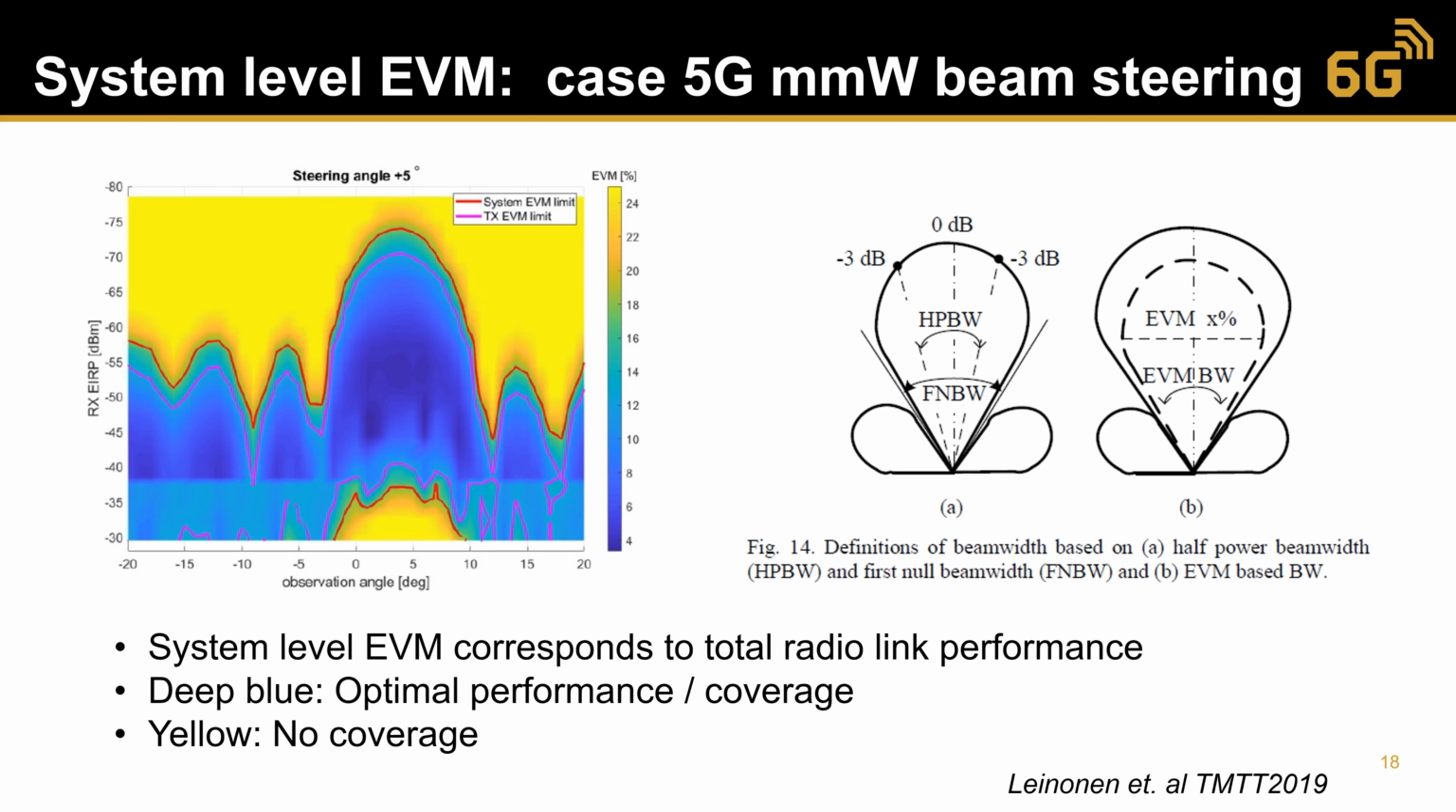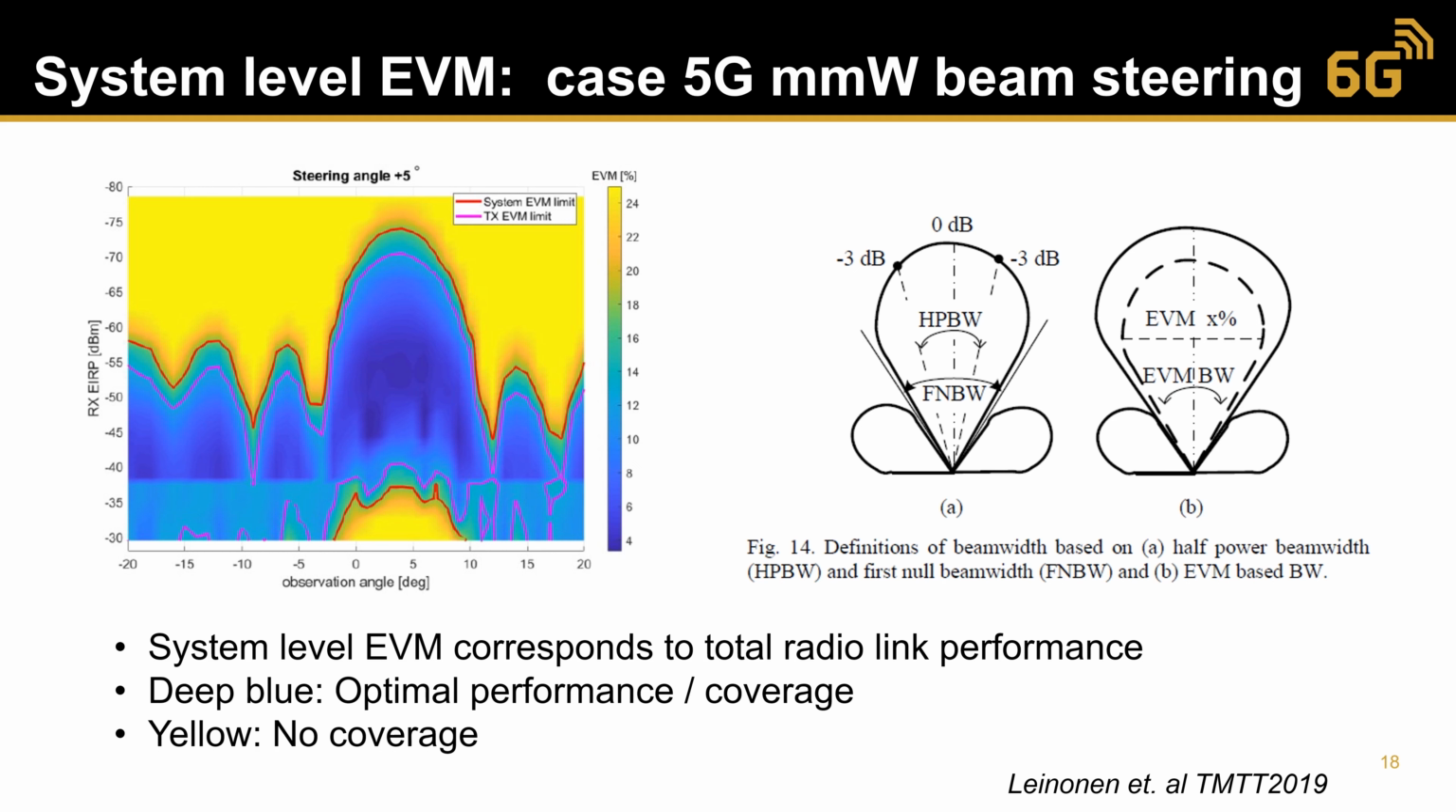The radio link's overall radio performance can be described with the system-level error vector magnitude, or system-level EVM, which combines transmitter and receiver signal qualities into one parameter. The system-level EVM is not a standardized parameter in 3GPP specifications, since the mobile and base stations are individually standardized. The system-level EVM can also be used to define the radio beam width which supports a specific modulation.